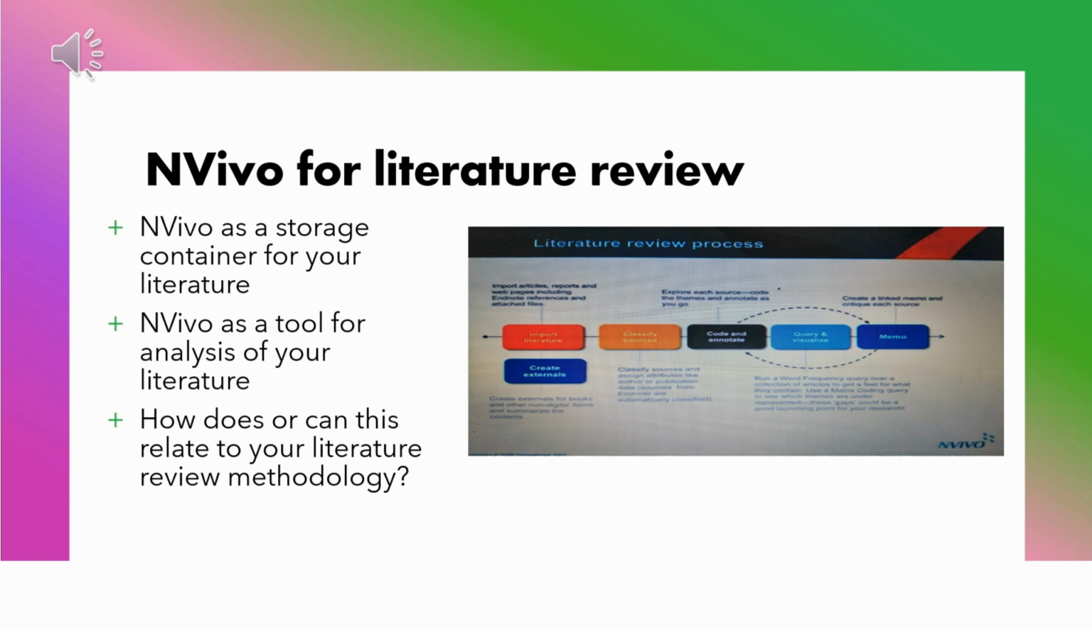Secondly, using NVivo as a tool to help with the analysis of your literature. And thirdly, looking at how you can alter or adjust your process of analysis so that it relates closely to your literature review methodology, i.e. how we would look at a literature review methodology, such as, say, a systematic review process, and look at those stages and then operationalize those within NVivo.